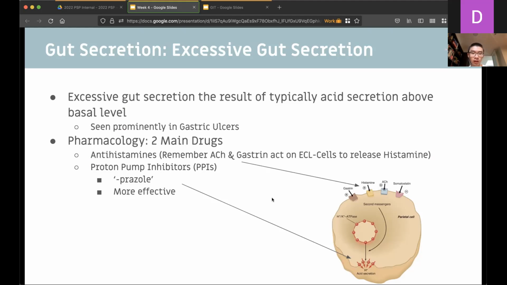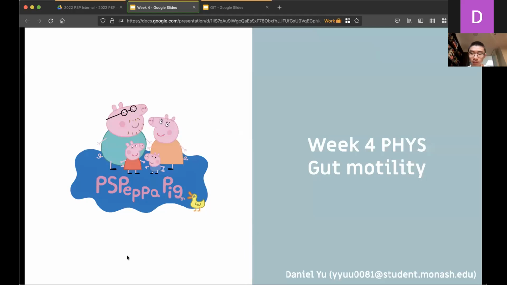So rather than that, you cut out the middleman and target histamine directly to stop those proton pumps being inserted. Or additionally, if you want something a bit stronger, you just target those taps themselves. You target those proton pumps, using proton pump inhibitors, which are drugs ending with prazole. And yep, that's pretty much all for gut secretion. If you have any questions, feel free to ask them now.